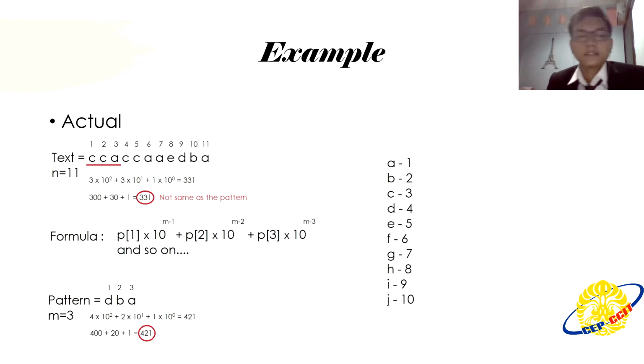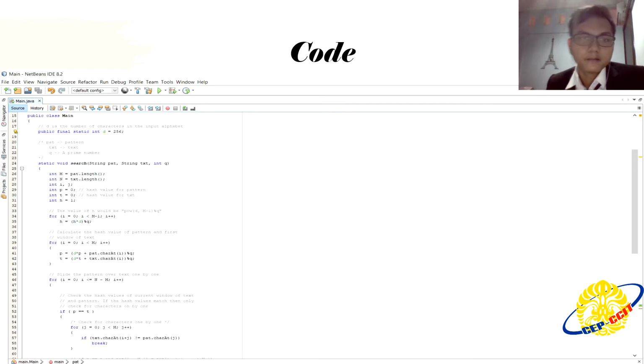So if we already got the exact same value, it will stop there, because we already found it. We don't need to calculate again, because the pattern that matches the text, or maybe the plagiarism, we already got it, so there is no use to calculate again. And this is the code that I use from some website.